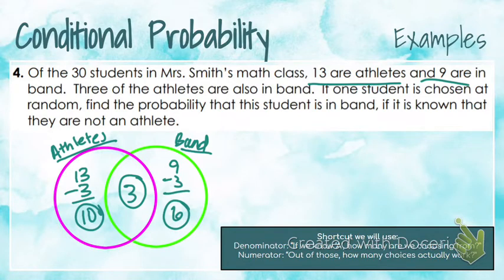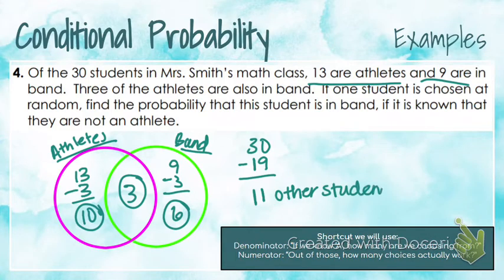Now, we have 10, 3, and 6, which is 19. There are only 19 people represented here, and there are 30 students in Mr. Smith's math class. So that means that we actually have 30 minus 19 equals 11 other students. So these students do not participate in either.